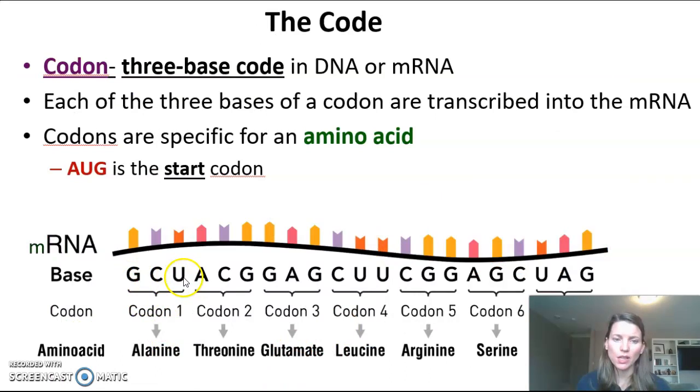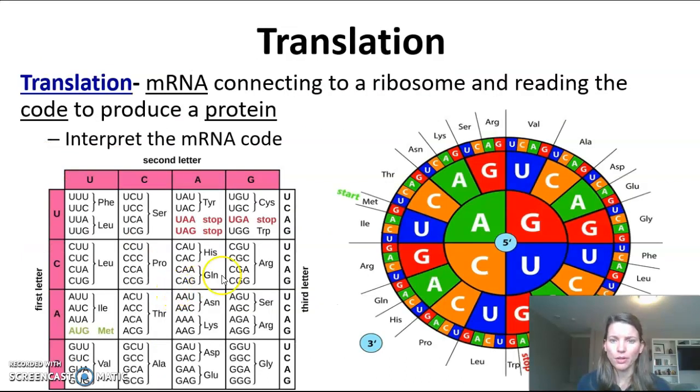So each 3-letter sequence is called a codon. Each codon codes for a specific amino acid. You'll note that there are a lot of amino acids that have more than one codon that codes for that specific amino acid. So for example, threonine: ACU, ACC, ACA, ACG, all 4 of these different codons all code for the same exact amino acid.